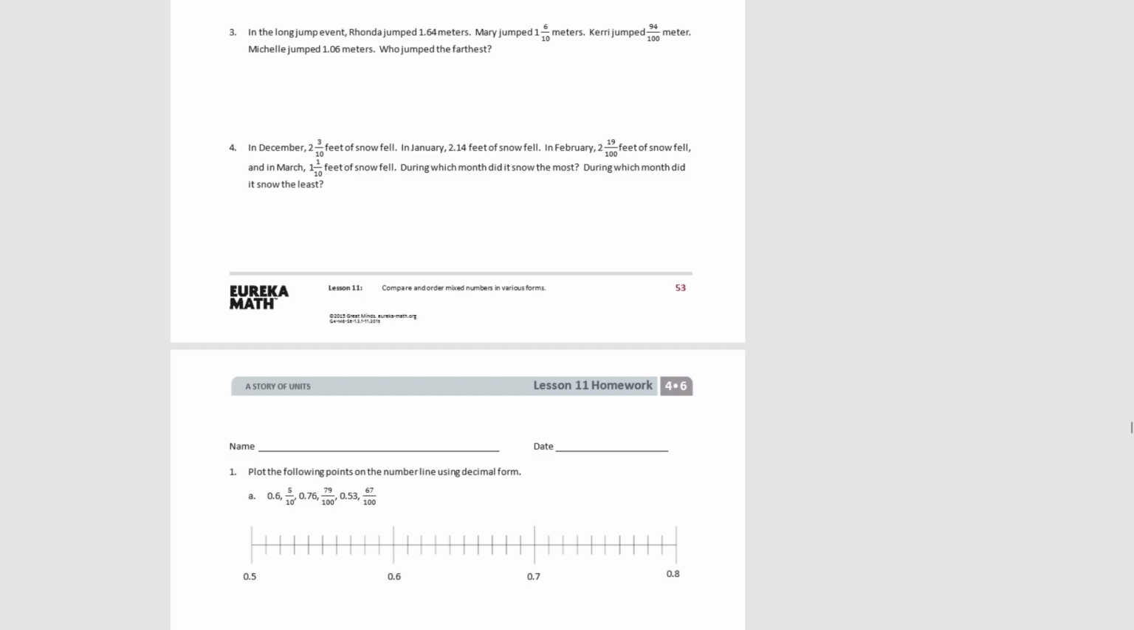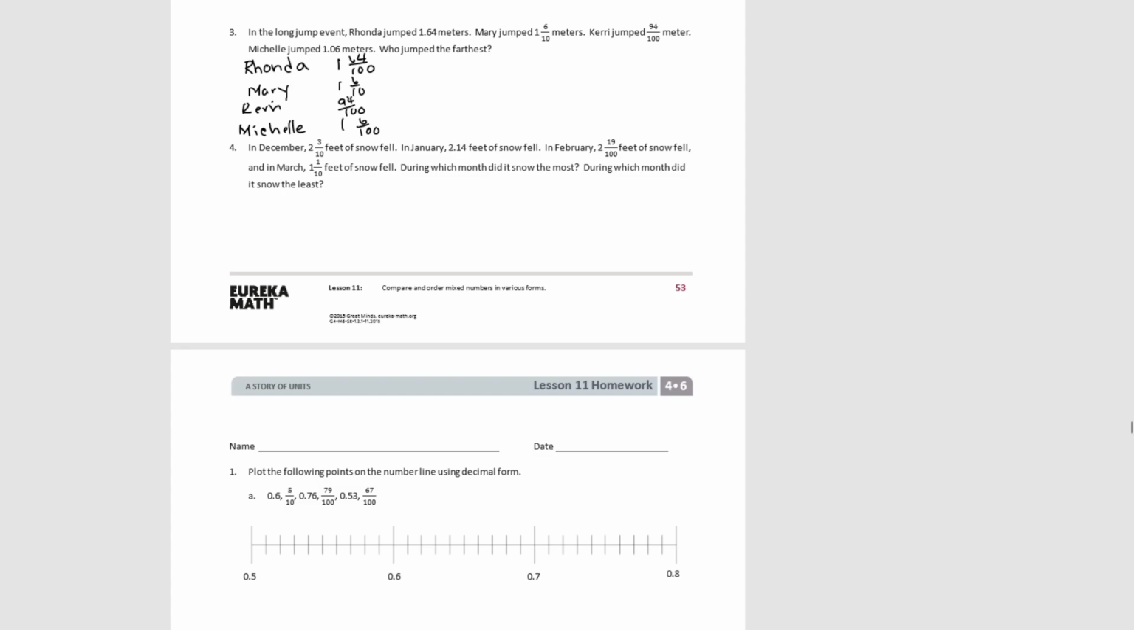Okay, once again, the strategy is to turn them all into like units. So let's turn these all into fractions. So let's do 1 and 64 hundredths for Rhonda. Mary did 1 and 6 tenths. Carrie did 94 hundredths. And Michelle jumped 1 and 6 hundredths.